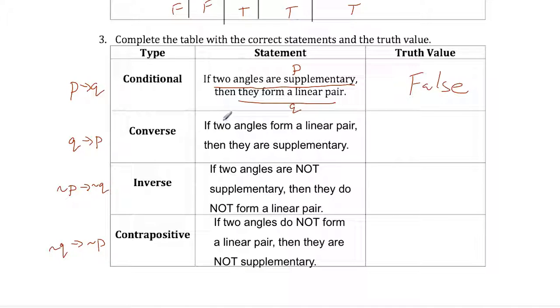The converse, though, if two angles form a linear pair, then they are supplementary. Yeah, that's true. If two angles are not supplementary, then they do not form a linear pair. If the angles are not supplementary, there's no way that they can be a linear pair. So that's going to be true. And if two angles do not form a linear pair, then they are not supplementary. No, that's not true. We can have two angles that are supplementary but not a linear pair.